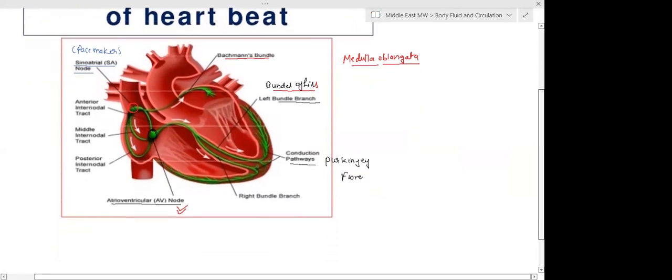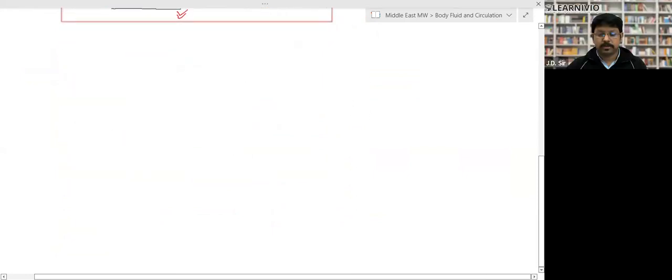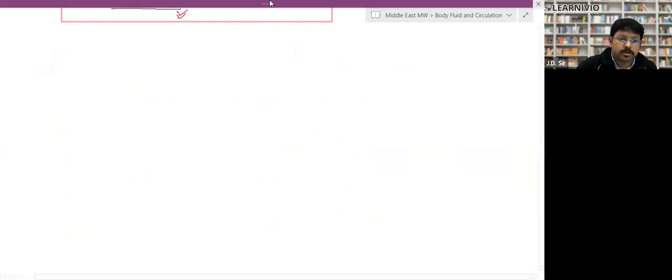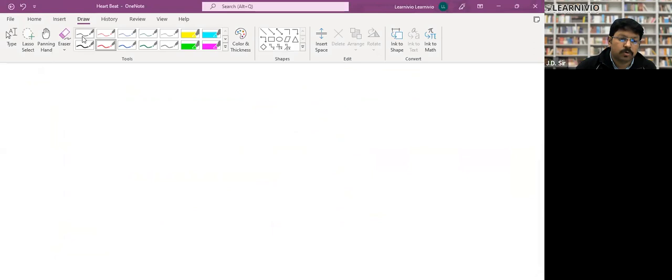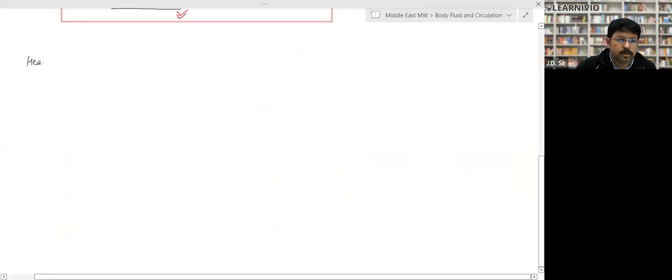Now the second thing is the heart sound. There are two heart sounds, and how do they relate? Please start recording now. The first heart sound.